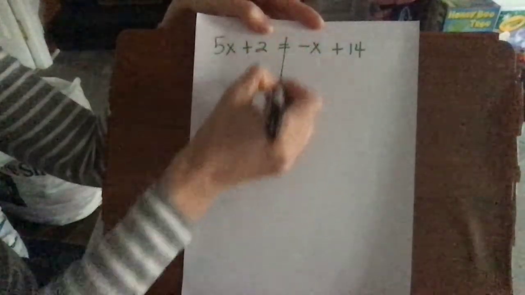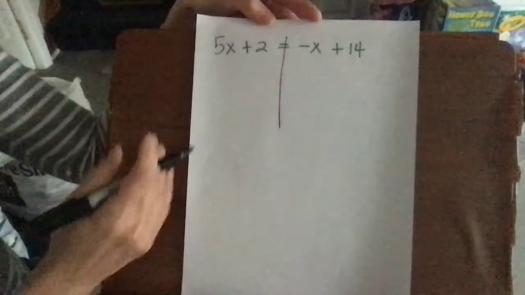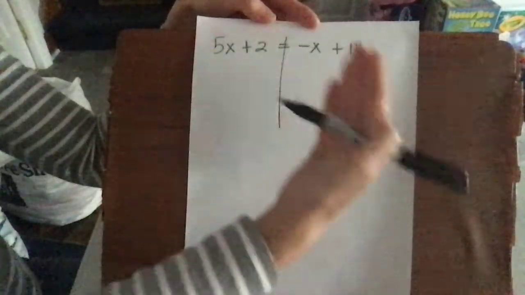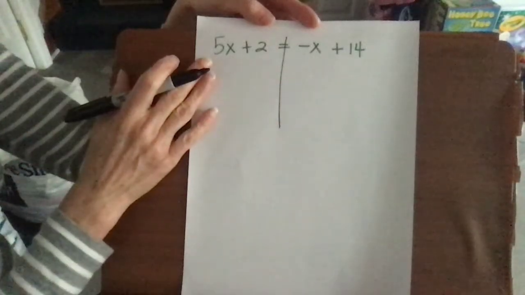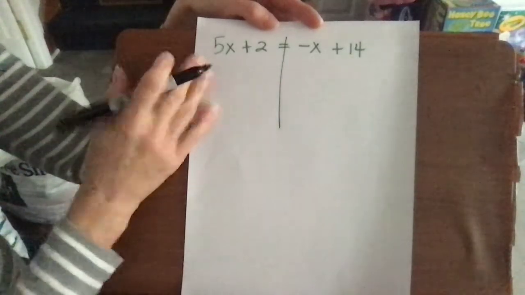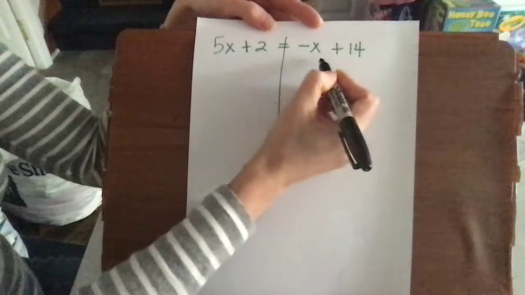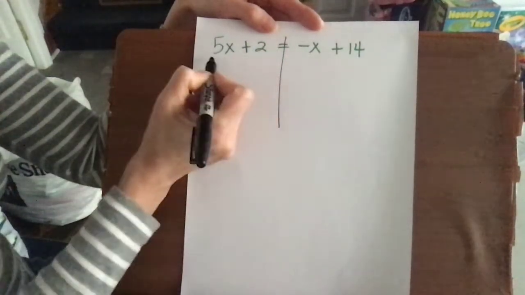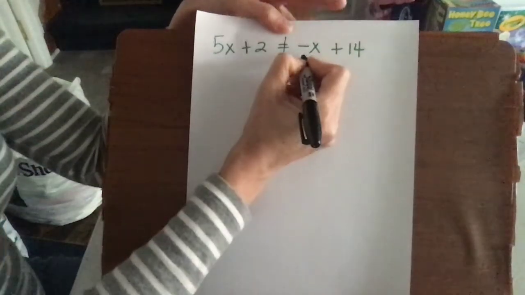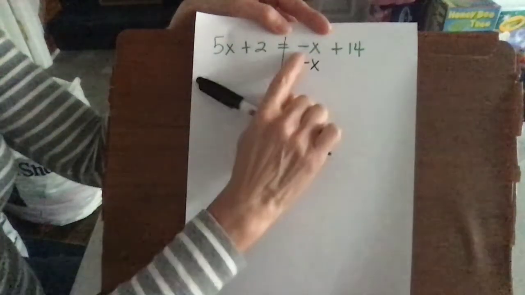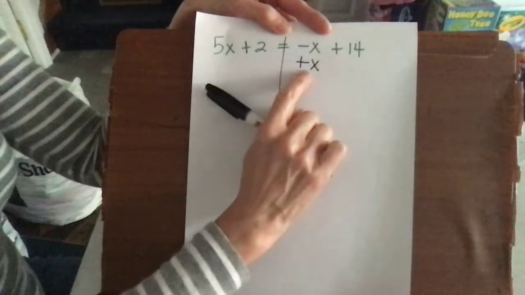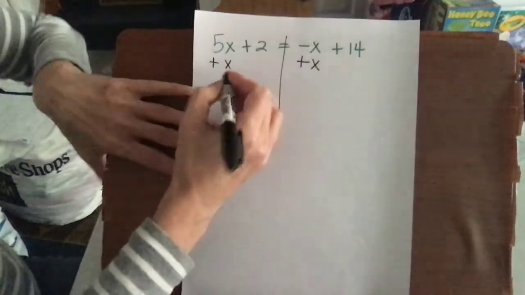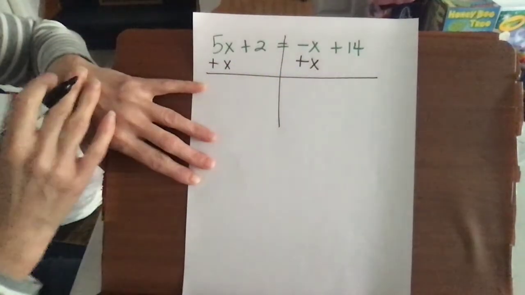Okay, so here's our line that splits our equation right down where the equal sign is. We want to get variables on one side, numbers on the other. We typically like our variables to be on the left side. So I have 5x plus 2, and on this side I have negative x plus 14. So I'm going to move this negative x to the side with 5x. So I would add it because it's already a negative sign. So we do the opposite, so it looks like I'm adding x, and I would line it up under the 5x, and I would add those.